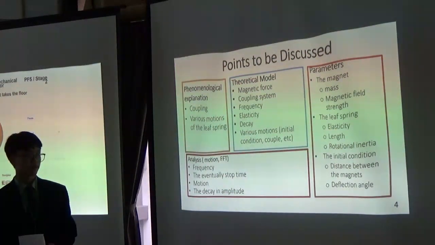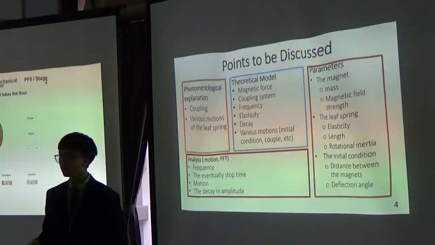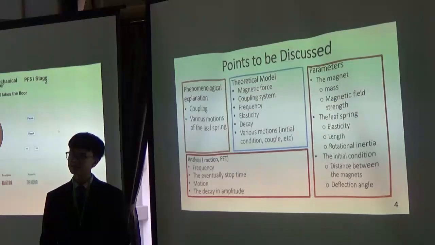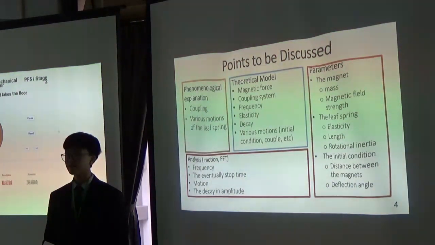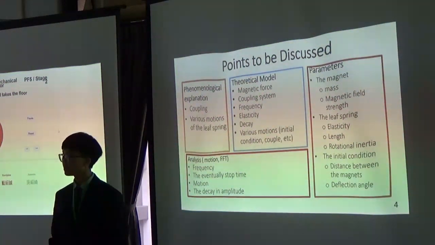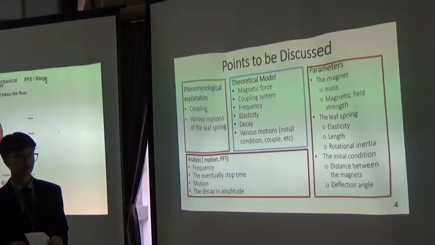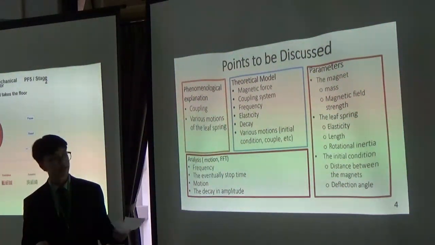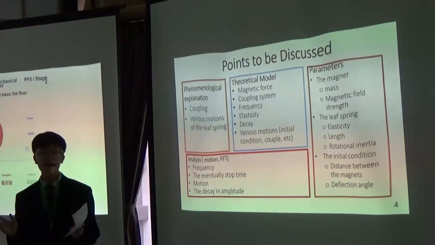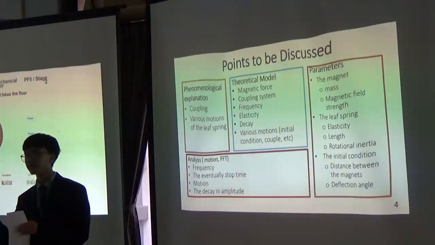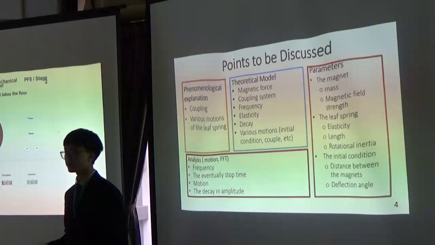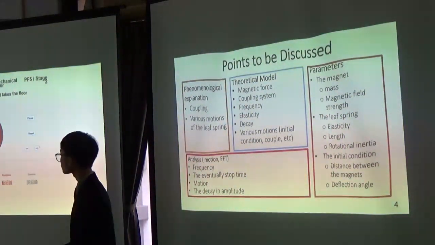About the initial condition, we want to investigate how it is released. It should be stabilized so that it can enhance the reproducibility of the experiment, and how different parameters change the motion of the springs, including the distance between the springs and the deflection angle we give the spring. So I would like to skip to the next part. Okay. Discussion.